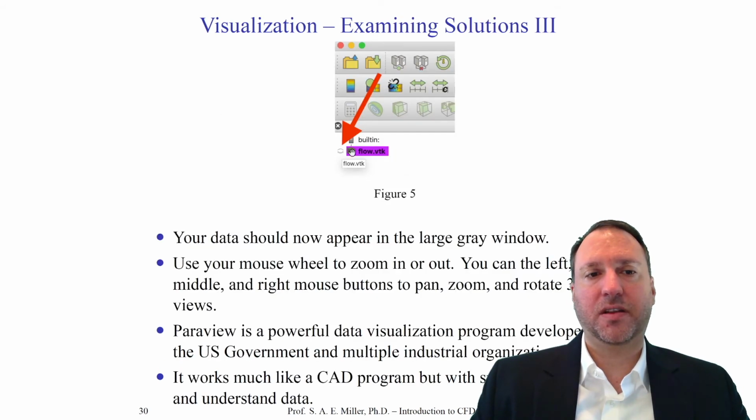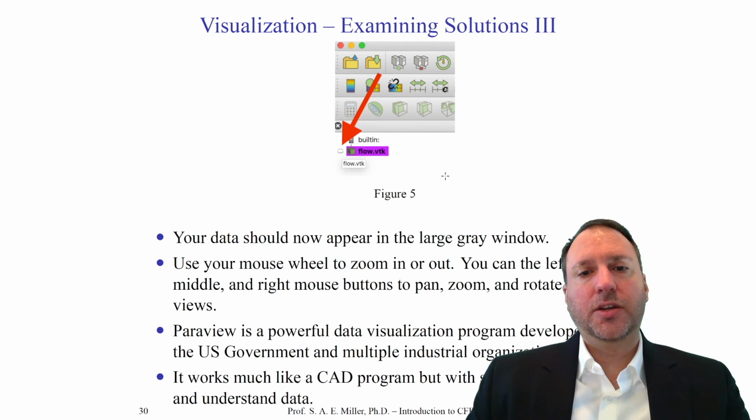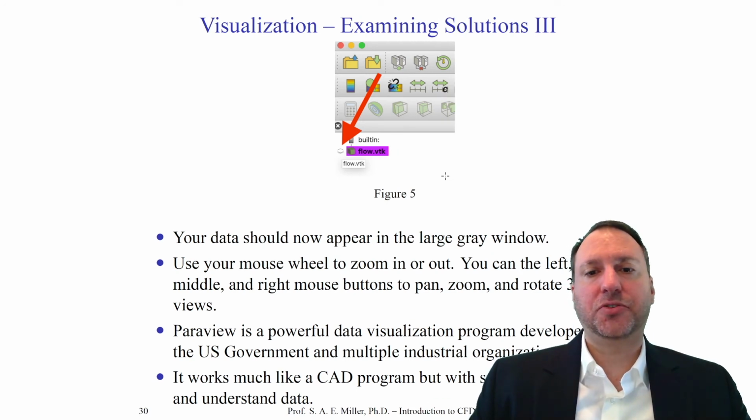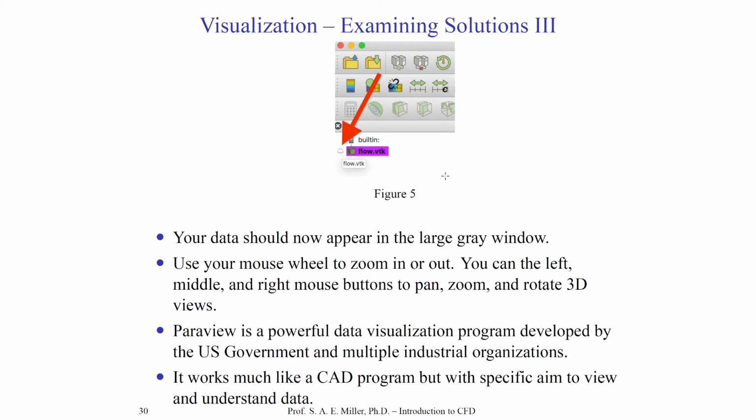Here, let's zoom into the little I. You can see there's a little I, and I left-click that I with flow.vtk highlighted. Great. Now, the next thing you should see is my data will appear in this large gray window. You can use your mouse wheel to zoom in or out. Try that out. And you can left, middle, or right-click buttons to pan, zoom, and rotate the display in three-dimensional view respectively.